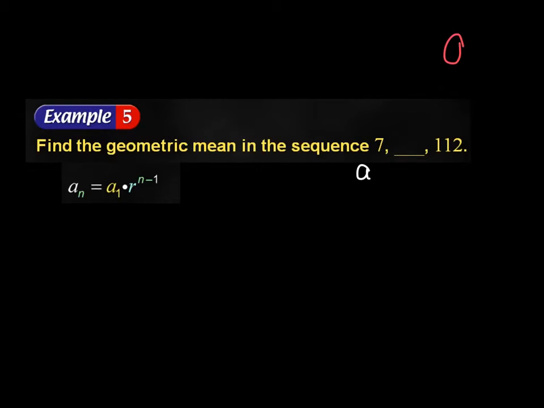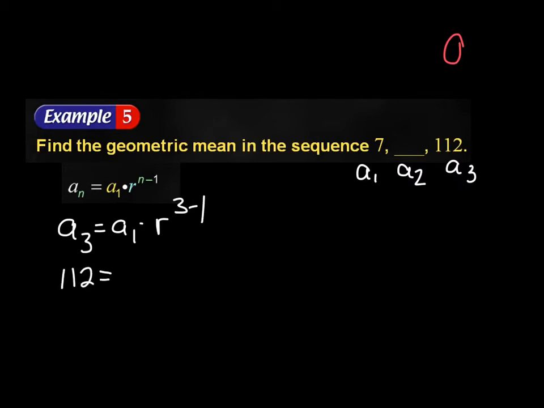Okay, my first one is a sub 1, my something term is a sub 2, and then I have a sub 3. So in the formula, I know my third term, I know my first term, and we can find the common ratio. So my third term is 112, my first term was 7, I don't know the common ratio, but 3 minus 1 is 2. So every time we do a geometric mean, we're going to have a 2 there, because we're always going to have 3 terms.